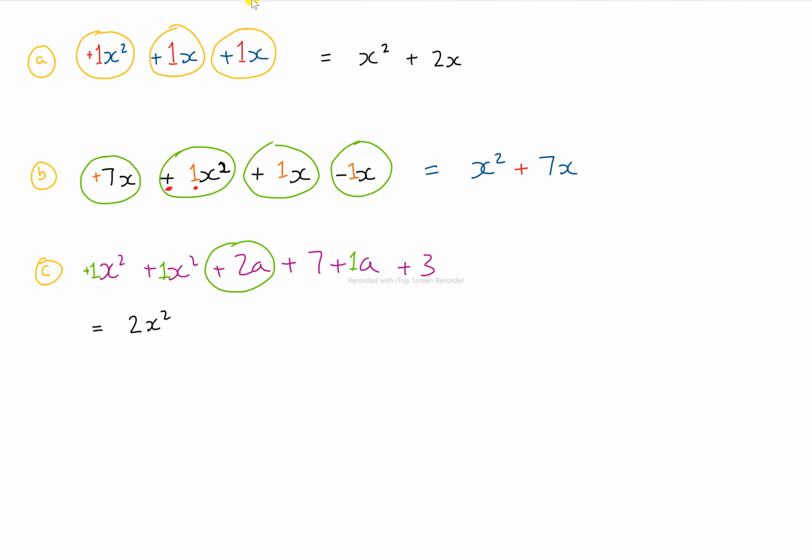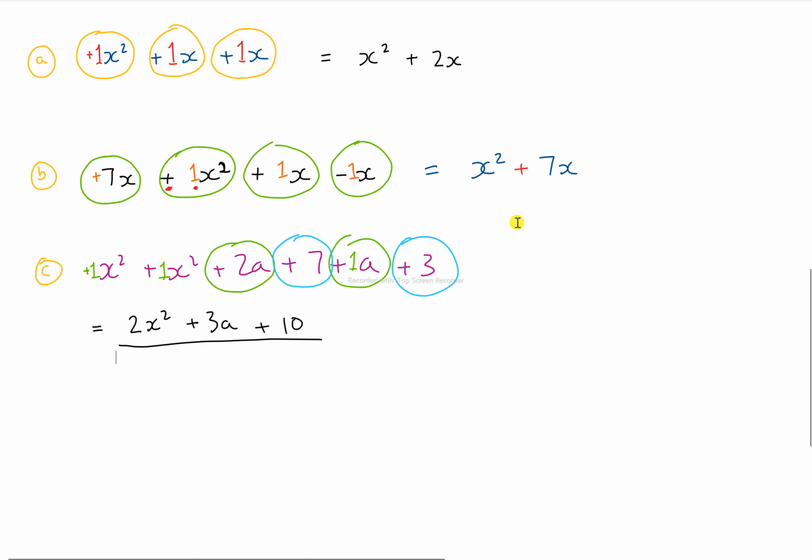Right. I've got a 2a and I've got a plus 1a. So because they're both alike, they're both a's, I can add them together. So 2a plus 1a is plus 3a. Now finally, I've got plus 7 plus 3, because they're both alike, they're just simply numbers. So I can do the normal arithmetic. 7 plus 3 is 10. So it's a positive 10, so plus 10. That's how you can look at it. Probably the least confusing way to look at it. Right, okay. Yeah, let me do some mixed ones for you.